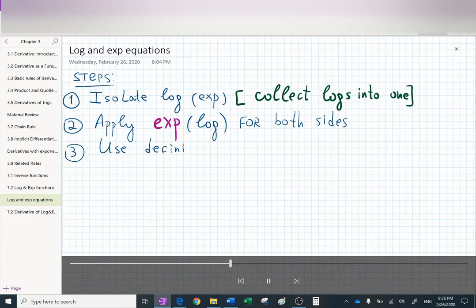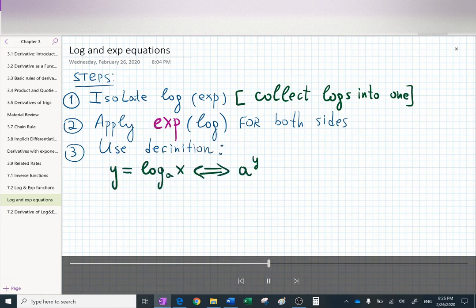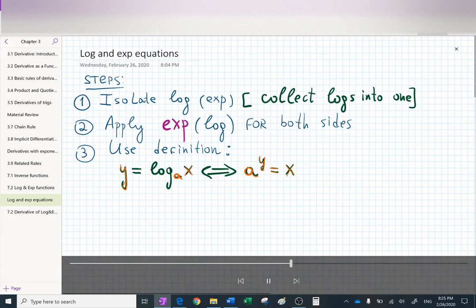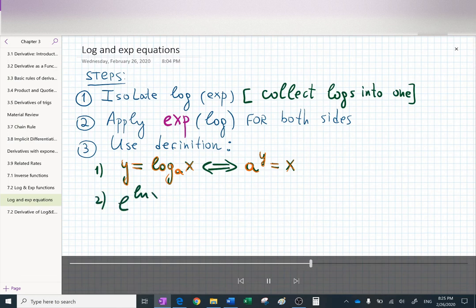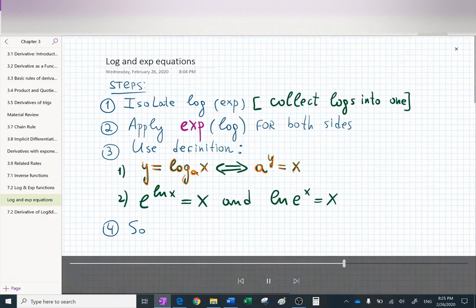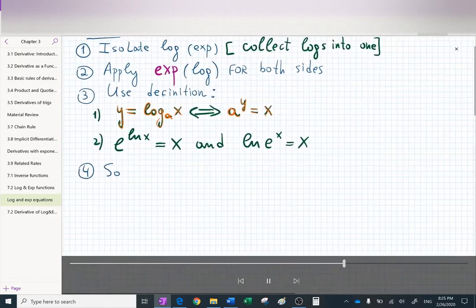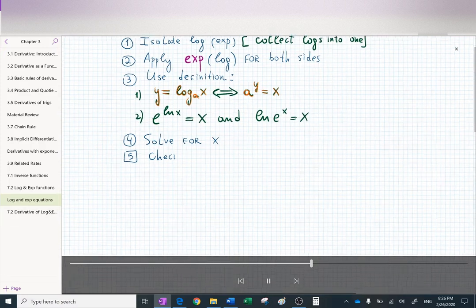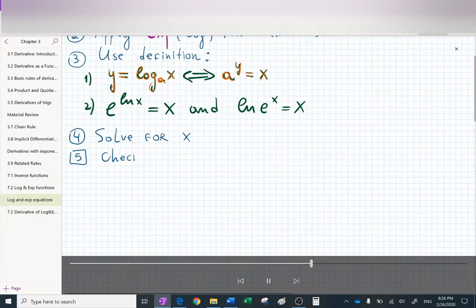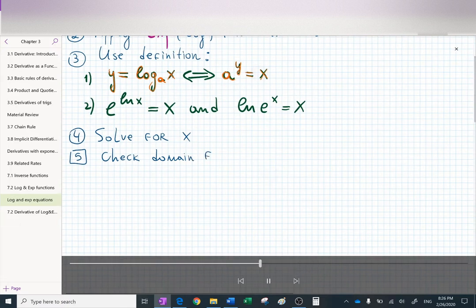Then use the definition of exponential and logarithmic functions, which is y equals log base a of x equals a to the y equals x. As you can see, a is the base and stays the base. X will show up, or y will show up on the left or right hand side. Or e to the ln x equals x and ln e to the x equals x. Those are properties of inverse functions. Then solve for x. When you finish solving for x, maybe using quadratic equations or anything, there's an extra step if you work with logs only. Check the domain, because log exists only for positive inputs.